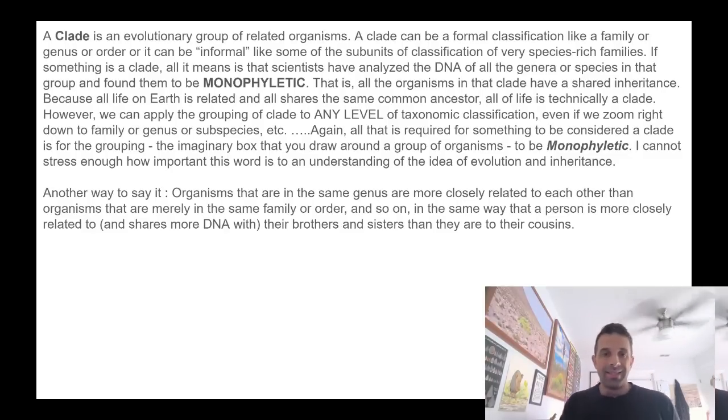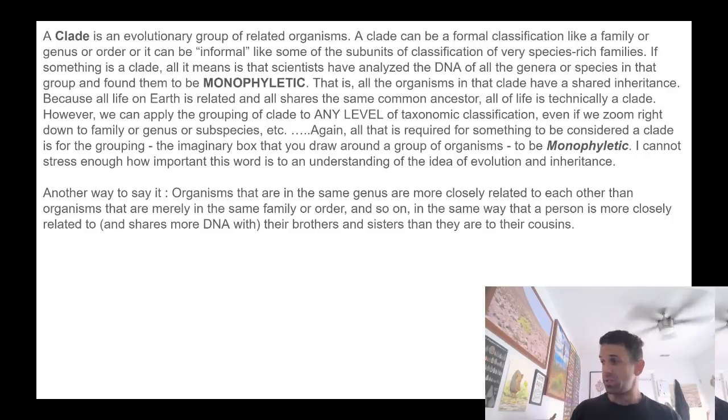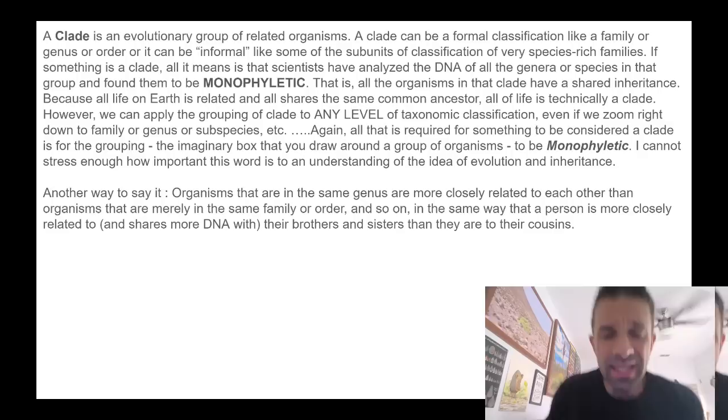Okay, a clade. This is another really important term to remember. A clade is an evolutionary group of related organisms. A clade can be a formal classification like a family or genus or order, or it can be informal, like some of the subunits of classification of very species-rich families, like Asteraceae, the sunflower family, or Fabaceae, the pea family. There's an informal clade, a solid group of things that are all related to each other more so than they are to anything else outside of that group, which is what monophyletic means.